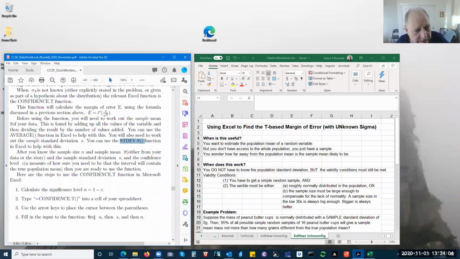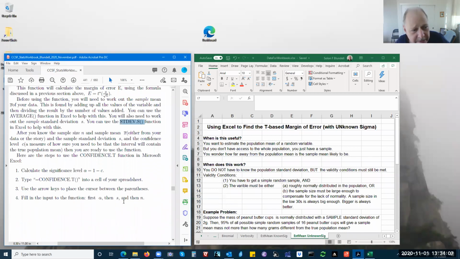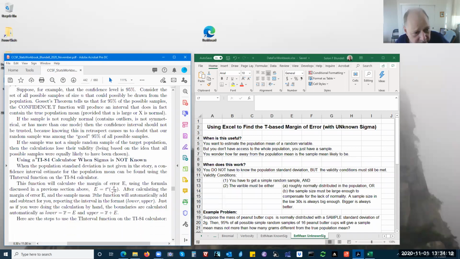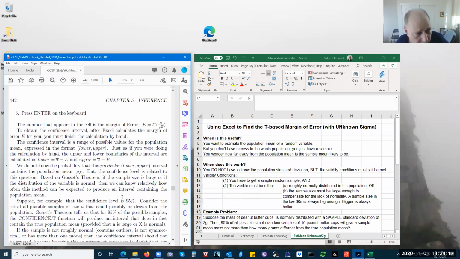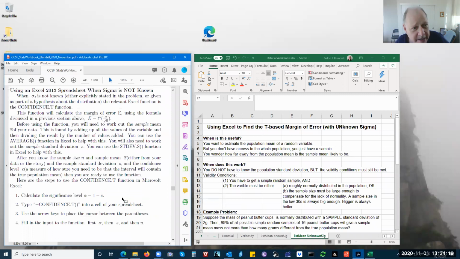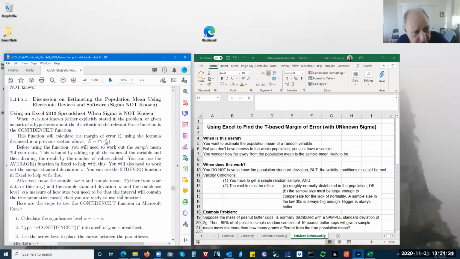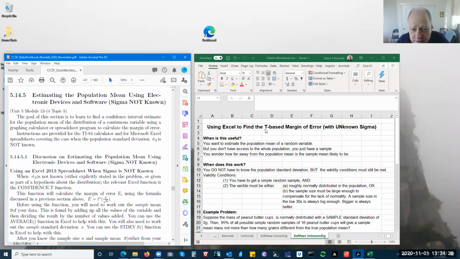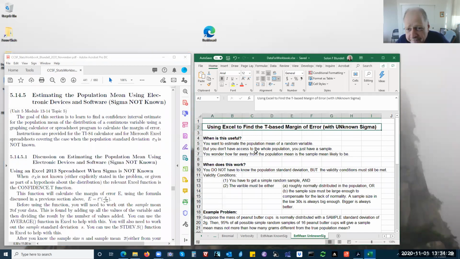And in the workbook over here, I've listed out those steps for how you do this in Excel. I've also got instructions over here for how to use the TI-84 calculator. But in this video presentation, I just want to demonstrate how to do it in Excel. So coming over here to the spreadsheet, this looks very much like what you saw in the previous video. It's just now we say unknown sigma.